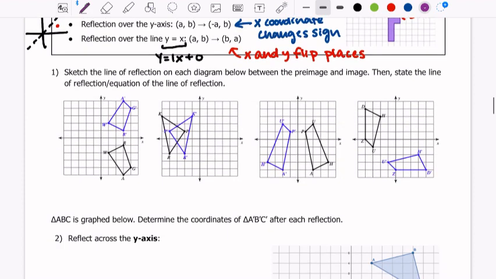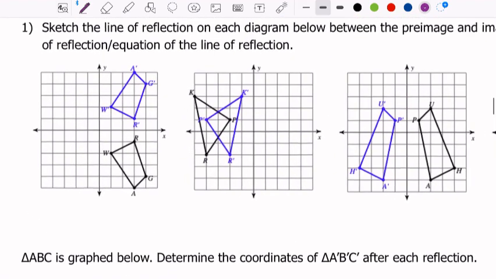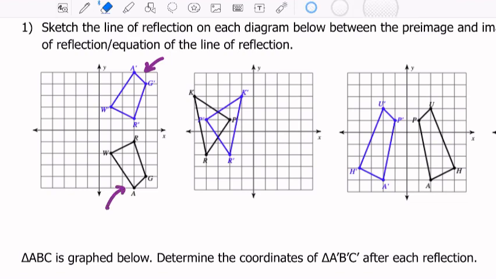Okay, we're going to go on to number 1. So we're going to sketch the line of reflection on each diagram between the pre-image and the image, and then we're going to state the line of reflection or the equation of the line of reflection. Okay, so remember, our pre-image is going to be our original shape, and then our image is going to be the one that's where it's transformed to. So my image is going to be the one with the primes, and my pre-image is going to be the one with no primes. So we need to try to figure out, okay, where's the line that it was flipped over? And so to look at this, I'm just going to look for, okay, well, what's the line that's directly in between, or like the middle between two different points?